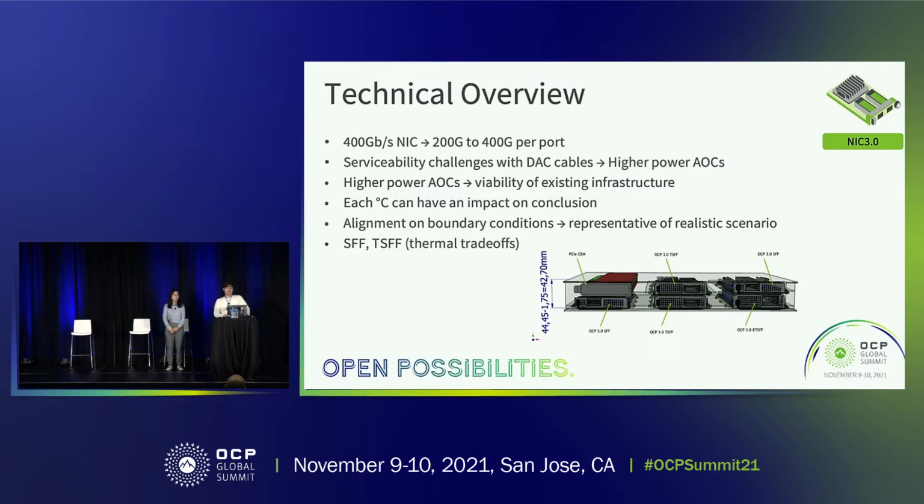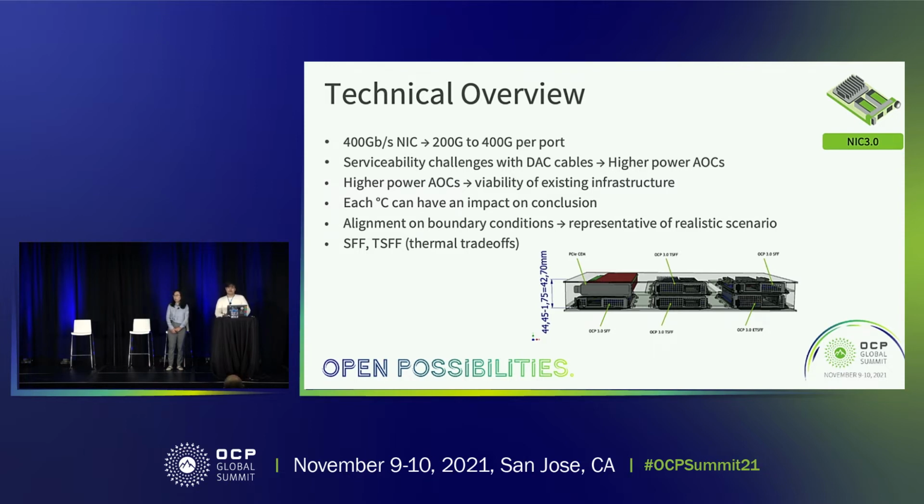But based on feedback we've been getting in the work group, there are potential concerns regarding the serviceability of these DAC cables, due to the higher bend radius and shorter length limit. That leads us to look towards the less preferred option of the higher power AOCs. In terms of the existing infrastructure, it is perhaps not optimized to accommodate those high power AOCs, which has led the work group to question the viability of existing infrastructure.